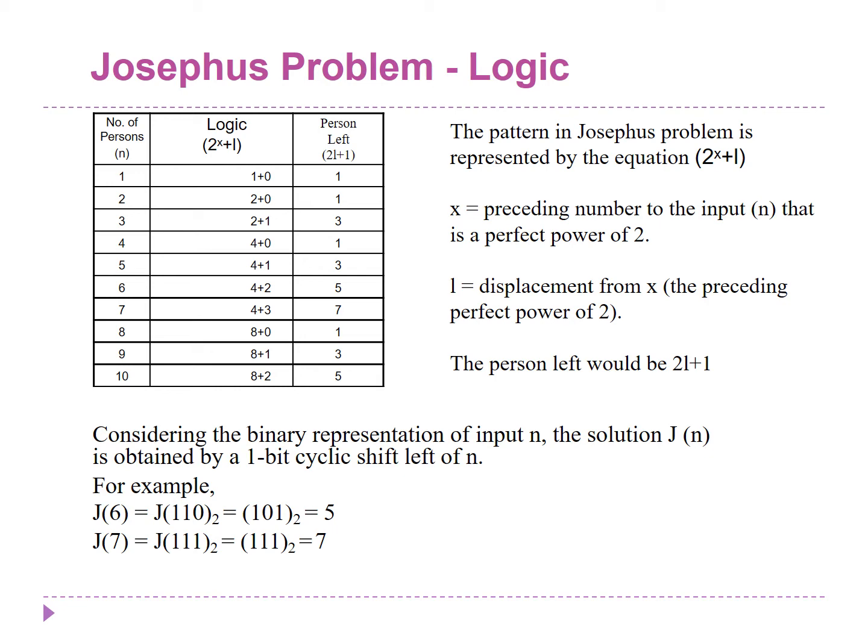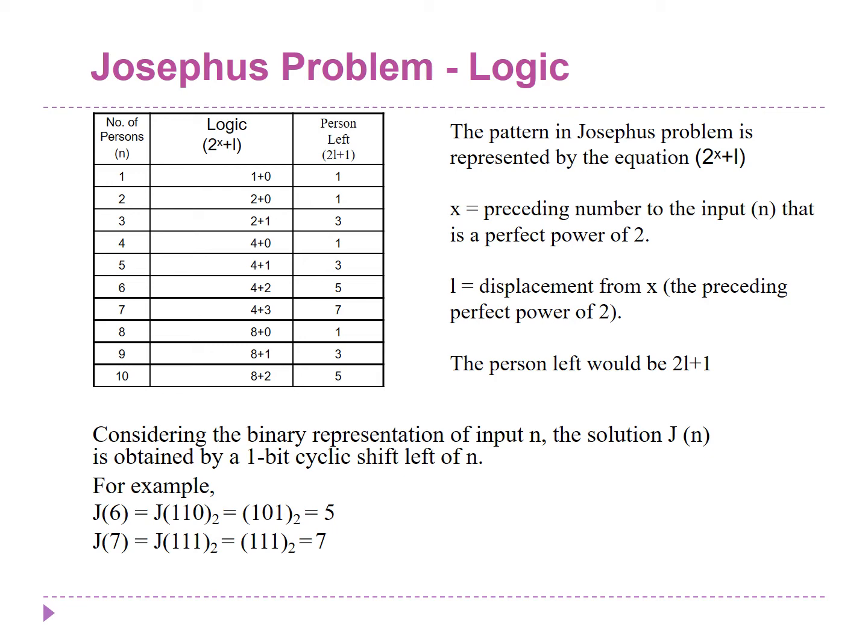Similarly, when four persons are input to the Josephus problem and they are allowed to stand in the circle, the second person is eliminated, followed by the fourth person, followed by the third person, and the first person is left at last. Hence, deriving the logic, the person left would be 2L plus 1, where L is the displacement from X, which is the preceding perfect power of 2 to the input number n.